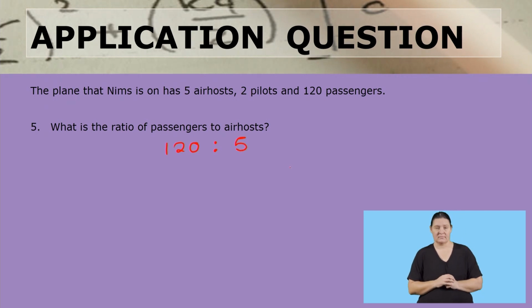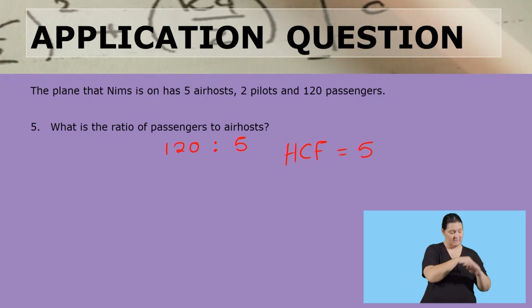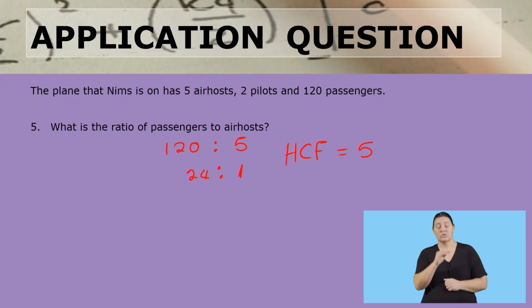That is 5. Again, for us to simplify this, we need to find the highest common factor. And the highest common factor between 120 and 5 is actually 5. So when we divide each side by 5, we will get 24 is to 1. So 120 divided by 5 is 24, and 5 divided by 5 is 1. So the ratio of passengers to air hosts is 24 passengers is to 1 air host.